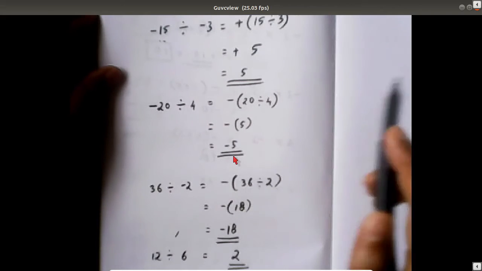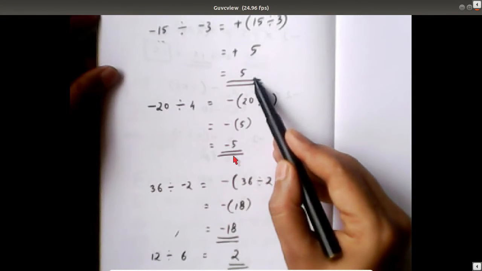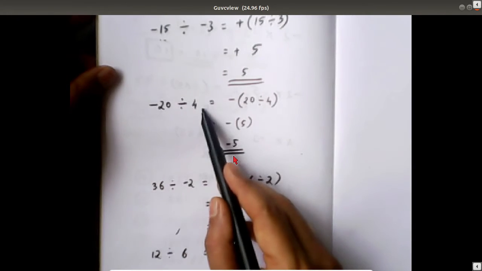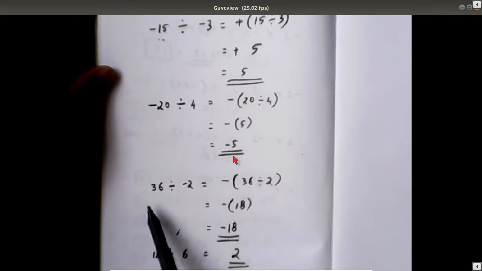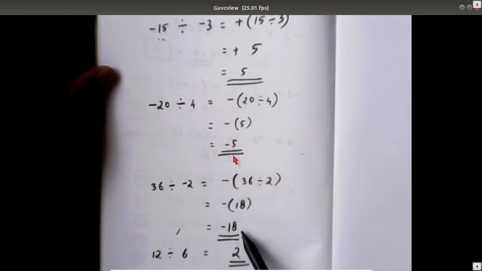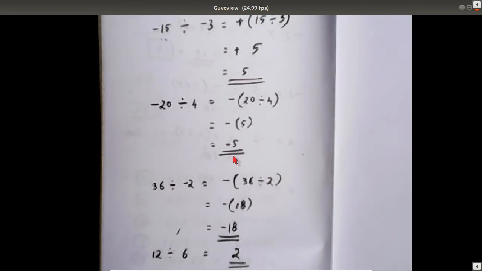So negative number divided by negative number gives you a positive number. Negative number divided by a positive number gives you negative number. Positive divided by negative gives you negative number. Positive divided by positive gives you a positive number. As long as you remember these simple rules of multiplication and division of integers, you would be able to do most of the negative and positive multiplications.